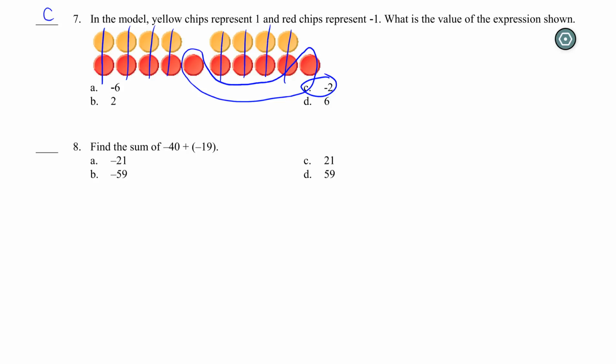And then the last one for this video, find the sum of -40 plus -19. So using my box method of 1 sign, 1 number per box, I have 40 ninjas, 19 more ninjas show up. They're going to join forces, have a big old ninja party, and so that I will have -59. And answer choice B will match that.